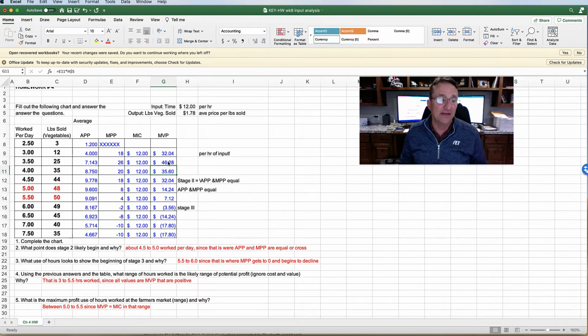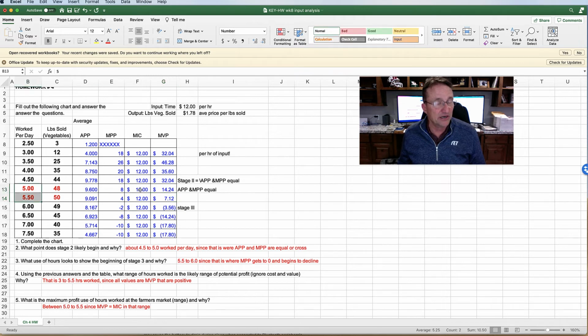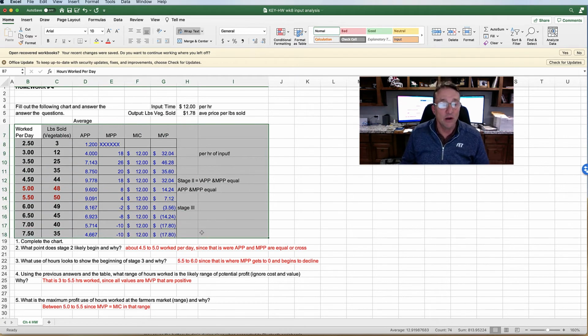So we've already got the 12 and got 32. We've already got the 12 and got 46. We've already got the 12 and got 35. So we keep going. Is it worth it to spend 12 to get 32? Of course. Is it worth it to spend 12 to get 14? Yes. Is it worth spending 12 and getting $7? No. So somewhere in between here and here is where we're going to stop. So this is the table of your work, and that's kind of what that table's all about.